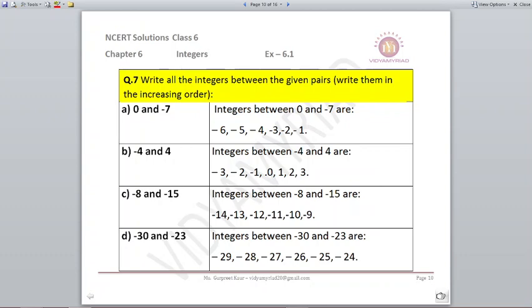Next, minus 30 and minus 23. First decide the right and left. Where will minus 30 come? Towards the left. And then minus 23 is on the right. We have to write in between. It will come minus 29, minus 28, minus 27, minus 26, minus 25 and minus 24. Then will come minus 23. We don't have to write minus 23 and minus 30. Take care, children. If you are asked between numbers, you will not write the numbers which are given to you. Excluding those numbers you have to write.